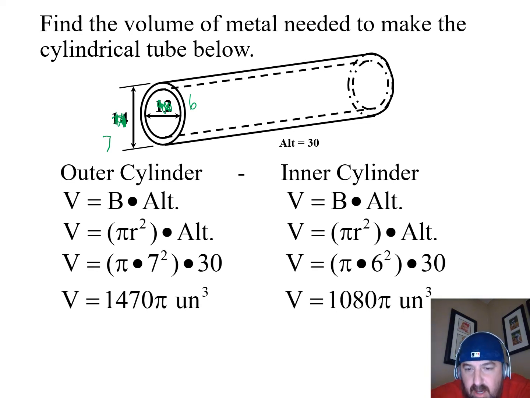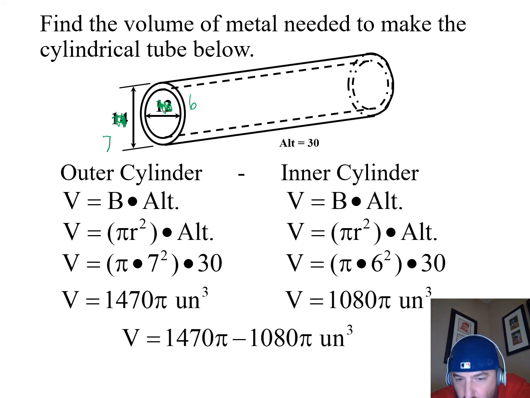Now see how I still haven't multiplied by pi yet. What I'm going to do is hold off on that. I can actually subtract them right now because they're like terms. You see that? 1,470 pi, 1,080 pi. That's like just being x's. So these are like terms, and I can subtract them from each other before I multiply, which makes it a little bit easier. So 1,470 pi minus 1,080 pi is 390 pi.